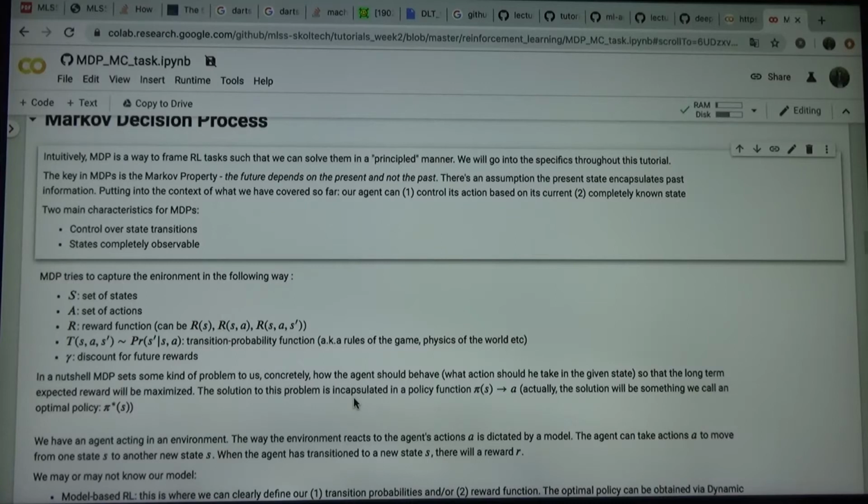And another very important thing is that Markov decision processes should have the Markov property. Shock, yeah. So what the Markov property means is that the future only depends on the present moment, and does not depend on the past.